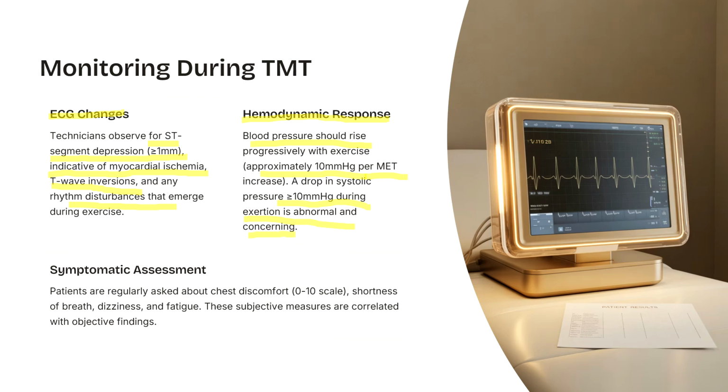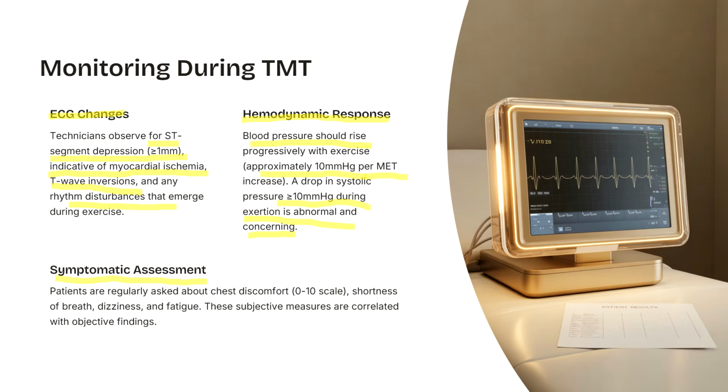Hemodynamic response: the blood pressure should increase during exercise because the circulatory system is exerted. That means the flow of the blood will be increased, which gives extra pressure on the internal wall of the blood vessels, and gradually increases the blood pressure. And this is normal. But if there is a drop in the systolic pressure greater than or equal to 10 millimeters of mercury, then that should be monitored.